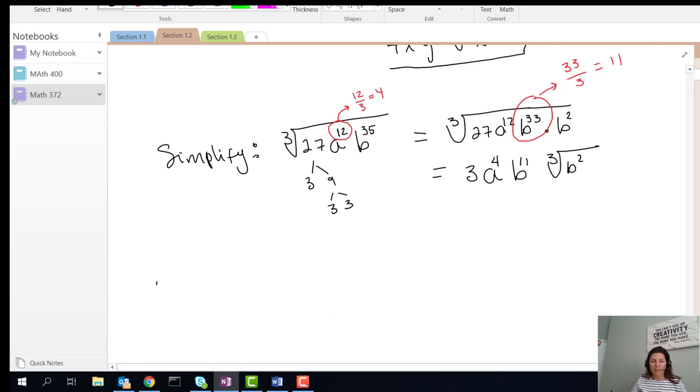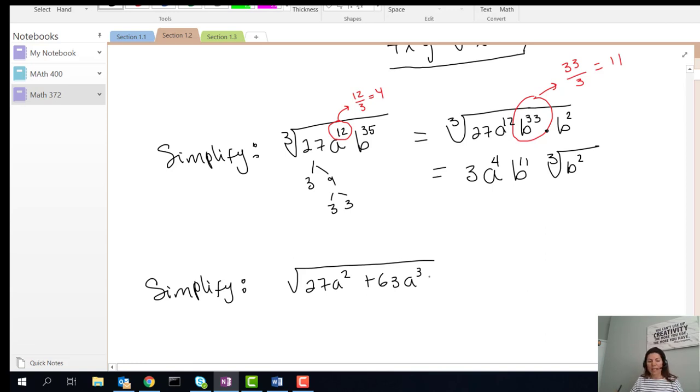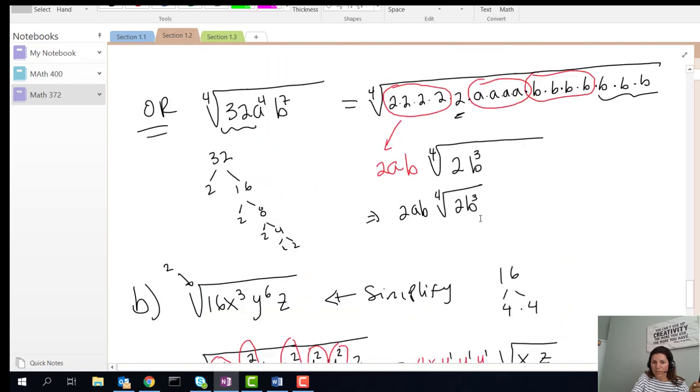What about, simplify, let's say the square root, going back to square roots, 27a squared plus 63a cubed. How do we simplify that? And let me take you back to the properties of radicals.